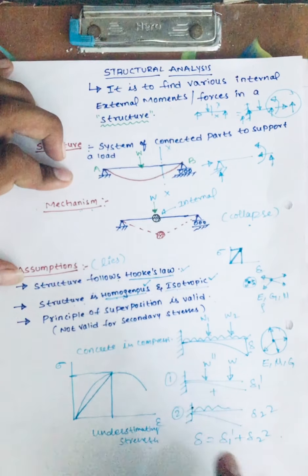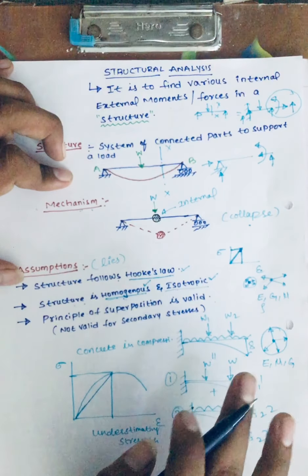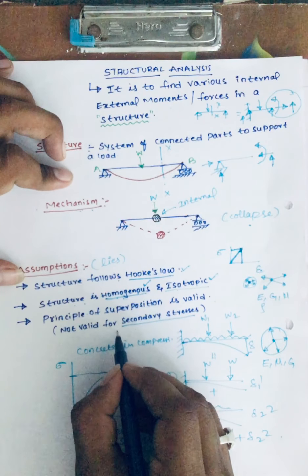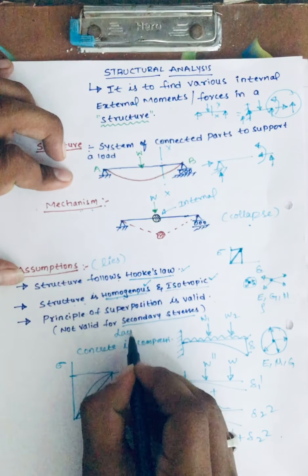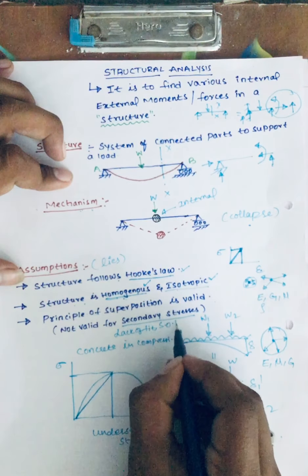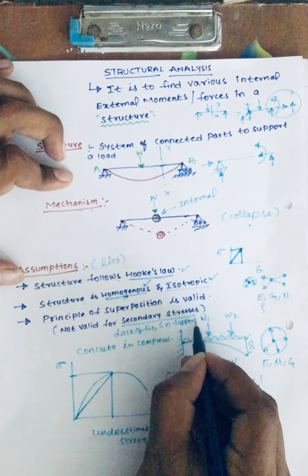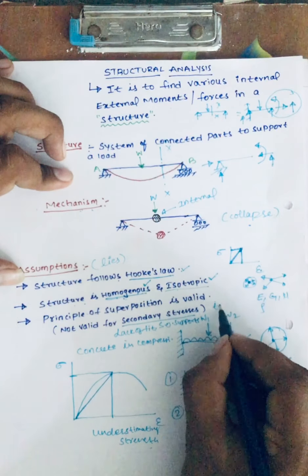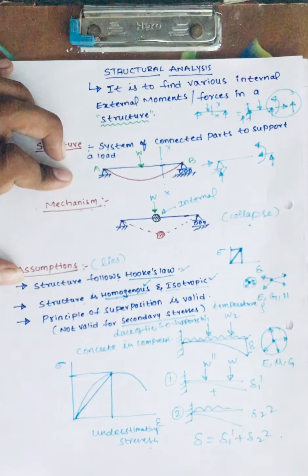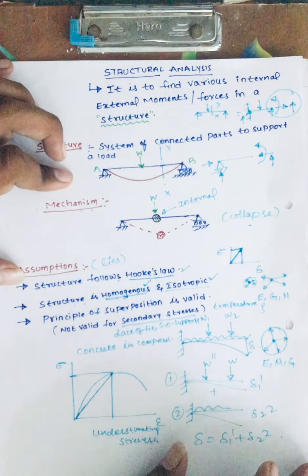And one more thing, principle of superposition is not valid for secondary stresses. Secondary stresses means there are types of secondary stresses. One is lack of fit. The other one is sinking of supports. And the next one is temperature. So these are the different types of assumptions which we are going to follow.